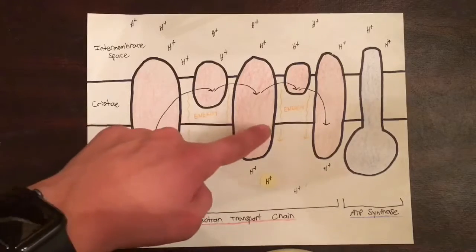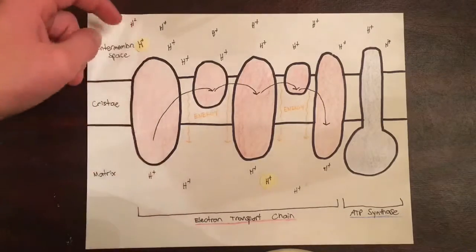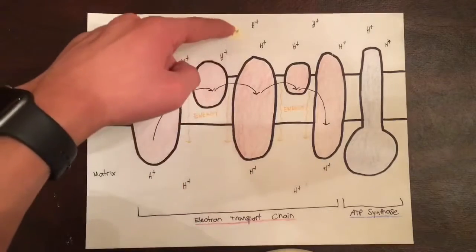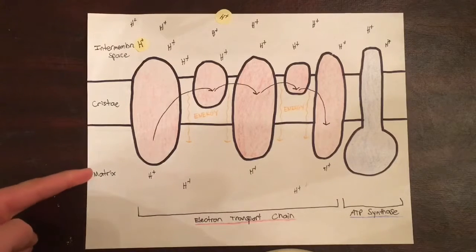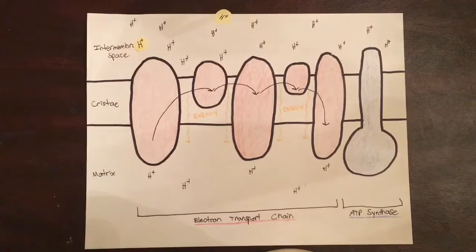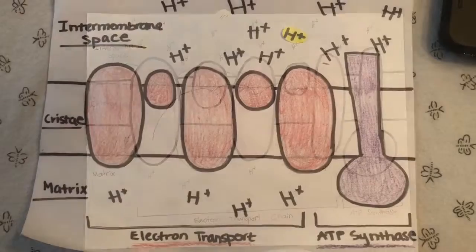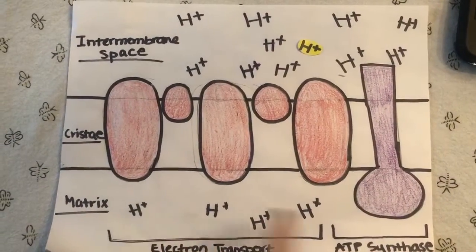The energy released from the movement of electrons is used to pull protons from the matrix into the intermembrane space. This is a form of active transport because protons are moving from a low concentration, the matrix, to a high concentration, the intermembrane space, with the use of energy. There is a high H+ concentration in the intermembrane space and a low concentration in the matrix.